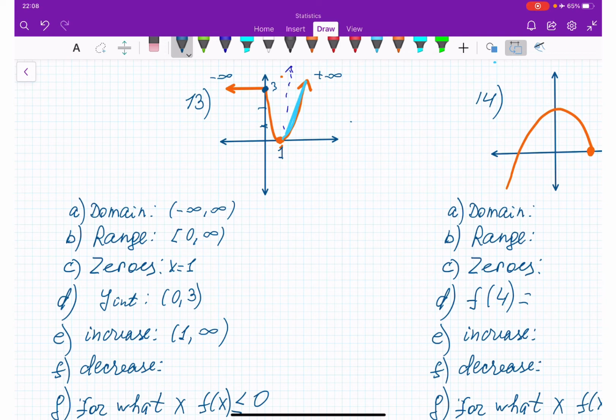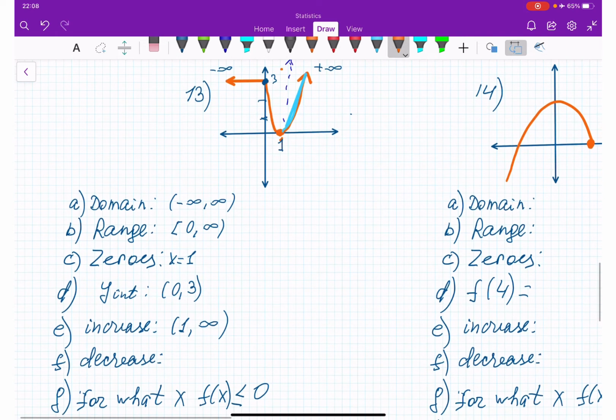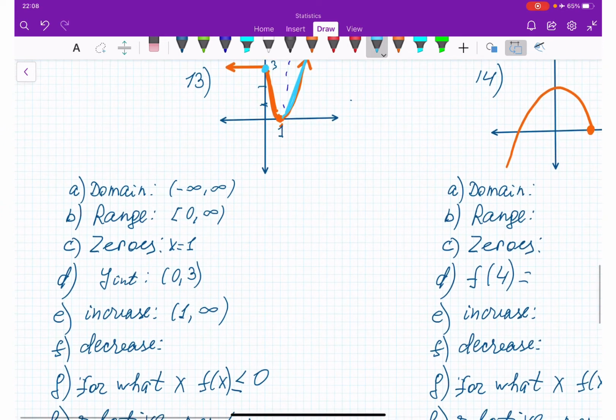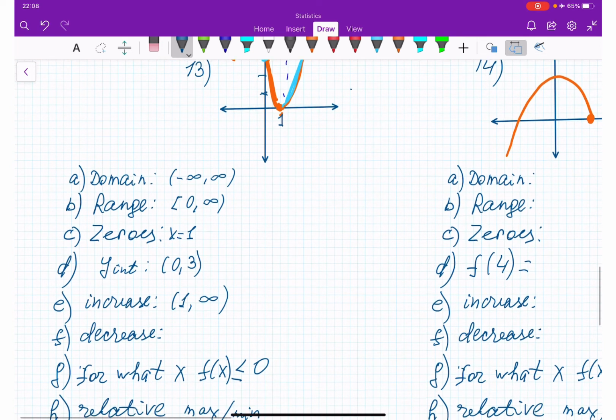Okay. At what point is the graph decreasing? The graph is decreasing from this point to here. So where the point is right here, how much is my x? It's 0, correct? So the graph is decreasing from 0 all the way to 1, correct?